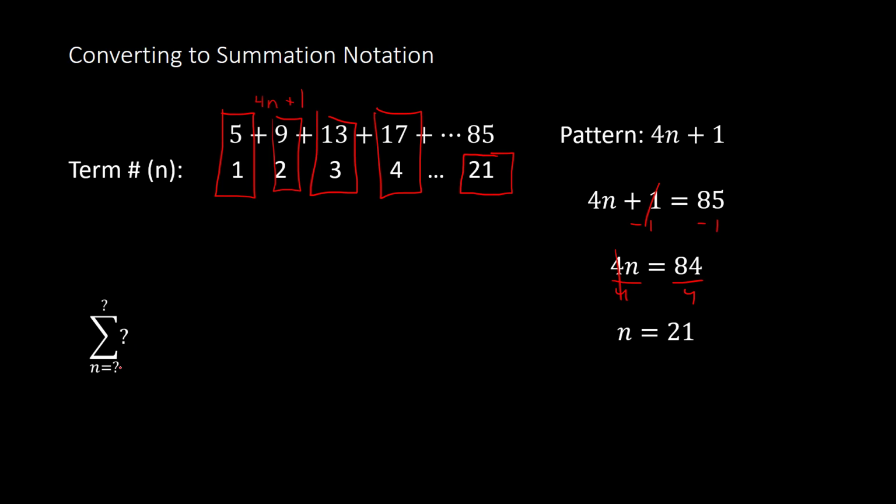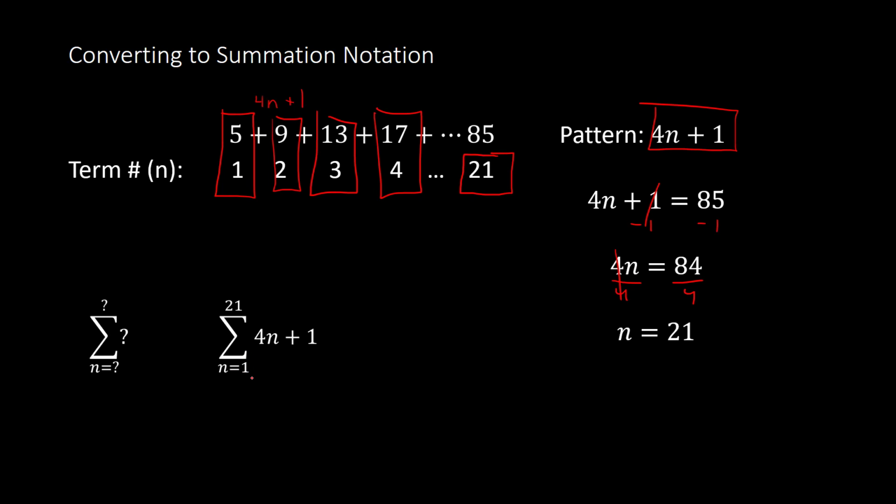So when I set up my summation notation, I know that we need something on the bottom, the top, and on the right. Well, the bottom and the top would be what term numbers are we going to be plugging in. And so we start with a 1 and then go all the way to 21. So I plug a 1 in on the bottom, 21 on the top, and then on the right side is my pattern vertically. Well, the pattern we already found to be 4n plus 1. So that's what's going to go on the right side. And we're done. We found how to write this in summation notation.